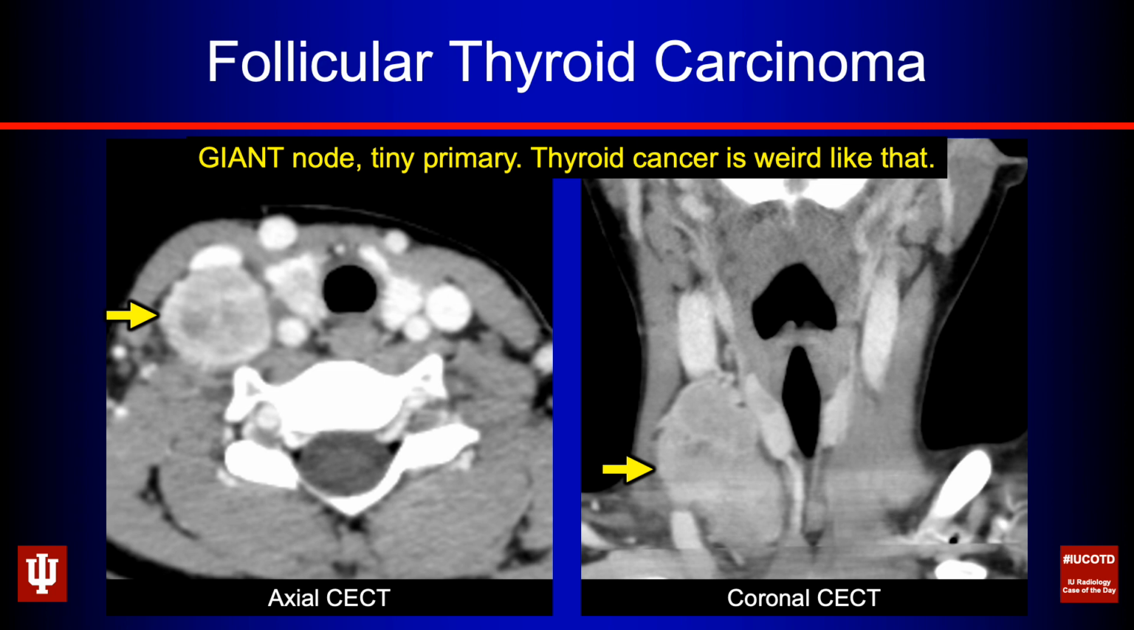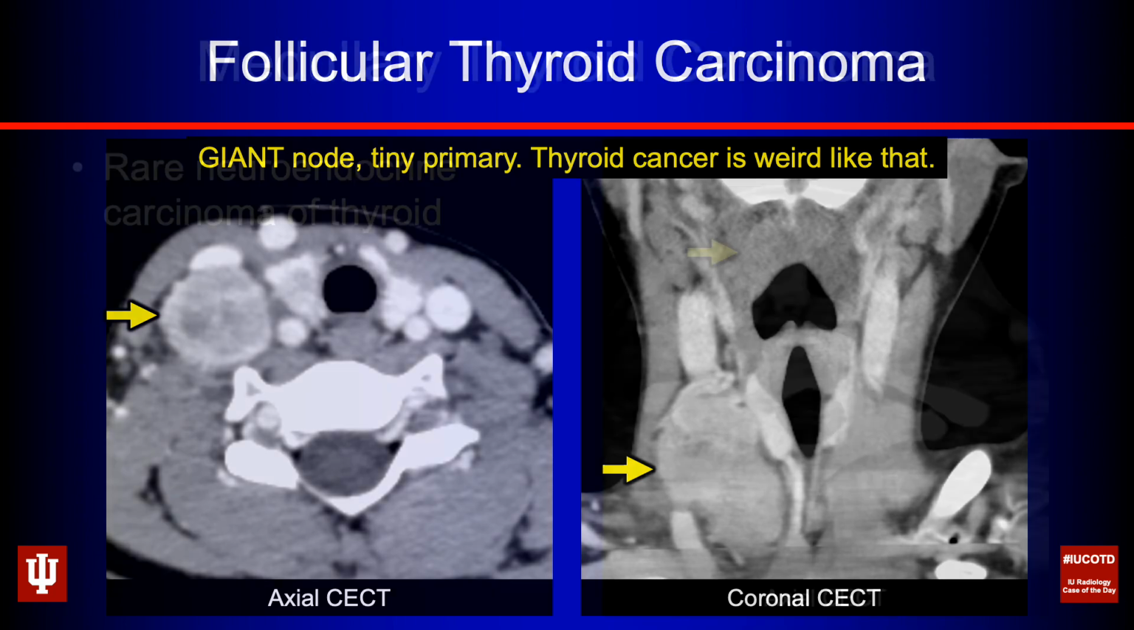Thyroid cancer sometimes does that. It's a weird bird. It does weird things. Like I said, it gives you nodes in places that you don't necessarily expect it to. But importantly, sometimes the primary tumor doesn't look that impressive compared to the nodal disease.